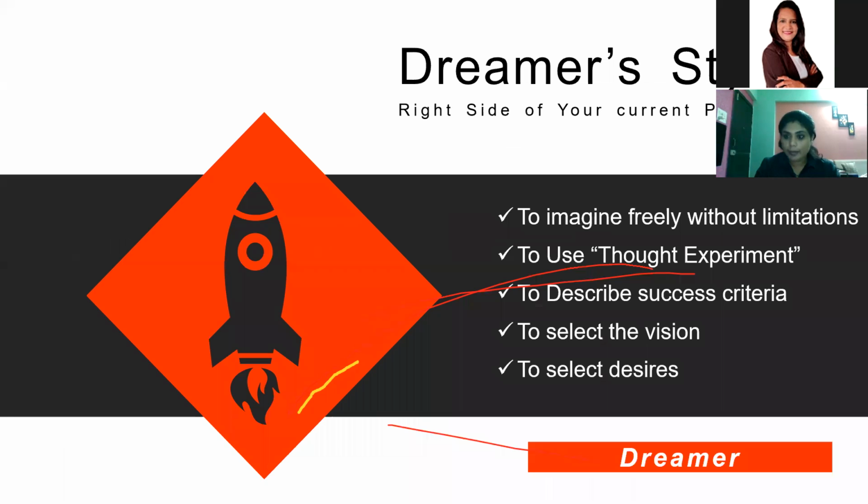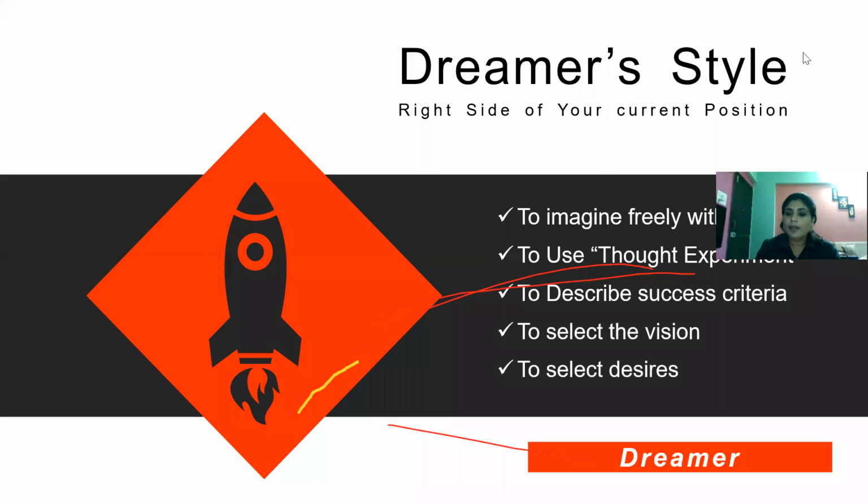If you are in the dreamer view at that moment, because you are a dreamer, you are free to imagine anything. There are no limitations. Sky is the limit. Whatever you want is possible because it's your dream. Then you just need to do the thought experiment, meaning whatever you want you can imagine. Okay, you want 10 crore, more than that, 1000 crore. Okay, it's possible because it's your dream.